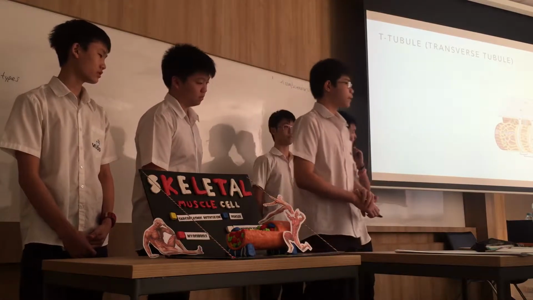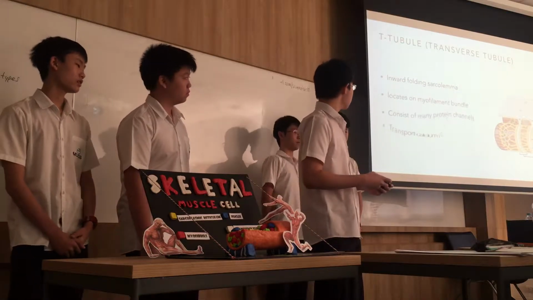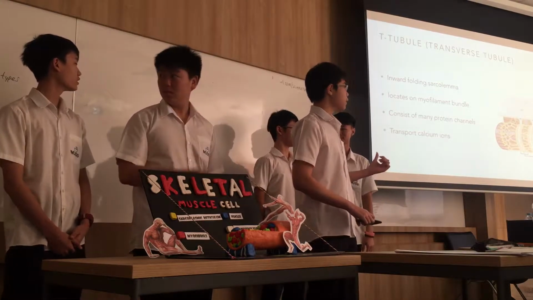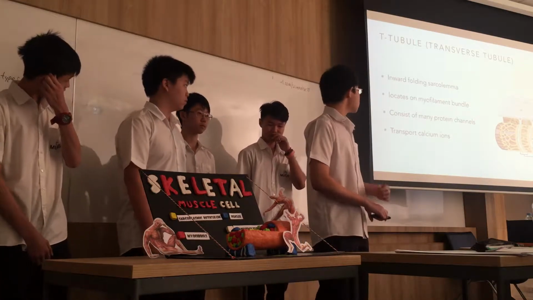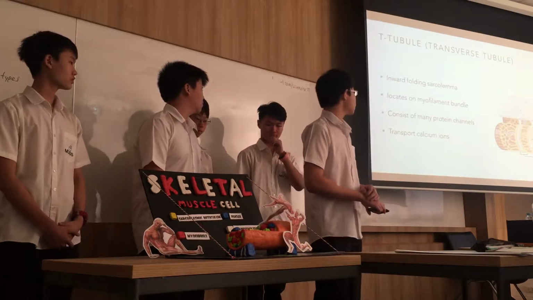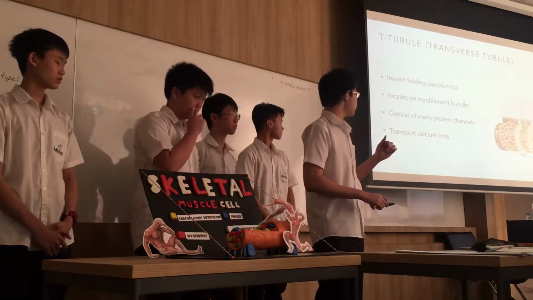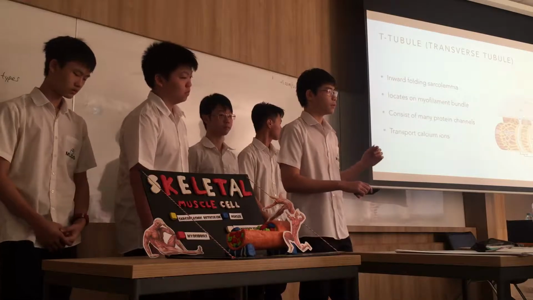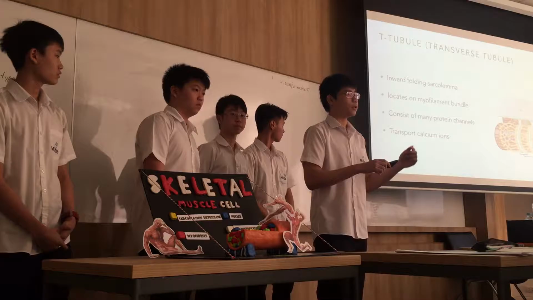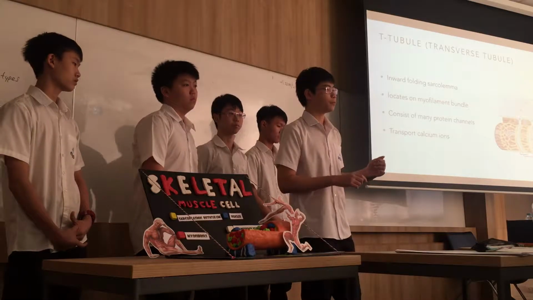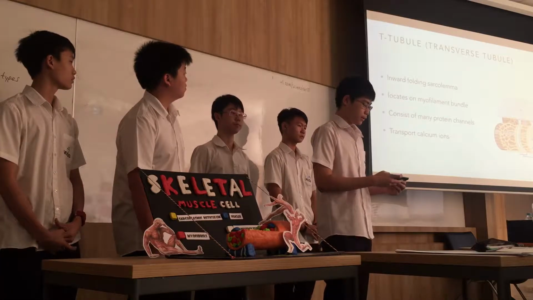So the next organelle is the T-tubule, or transverse tubule. As already said, it is a folding of the sarcolemma. The T-tubule is located on a myofilament bundle. It consists of many protein channels which allow material to go inside the cell. In this case, the material we talk about is calcium ions.